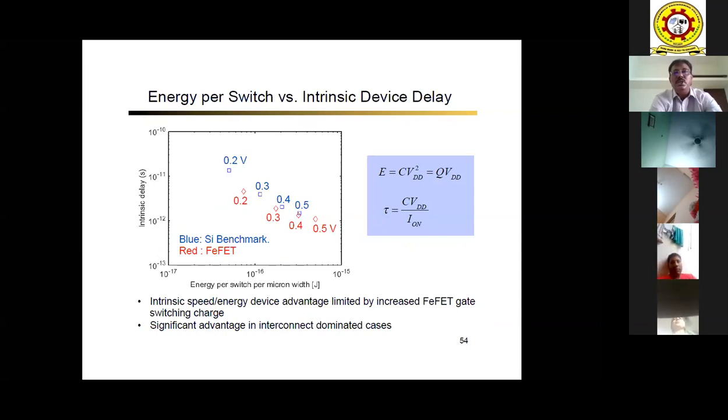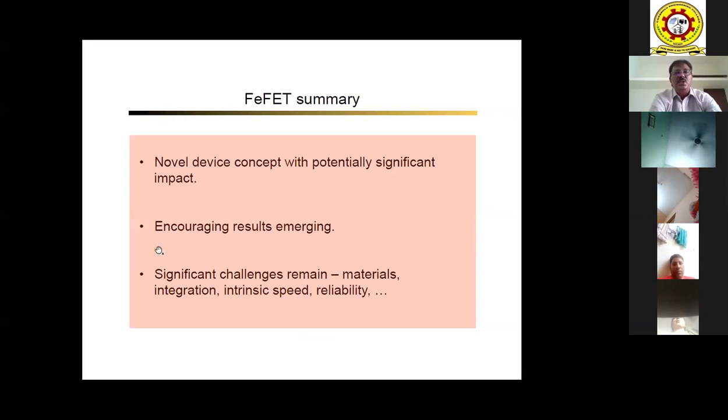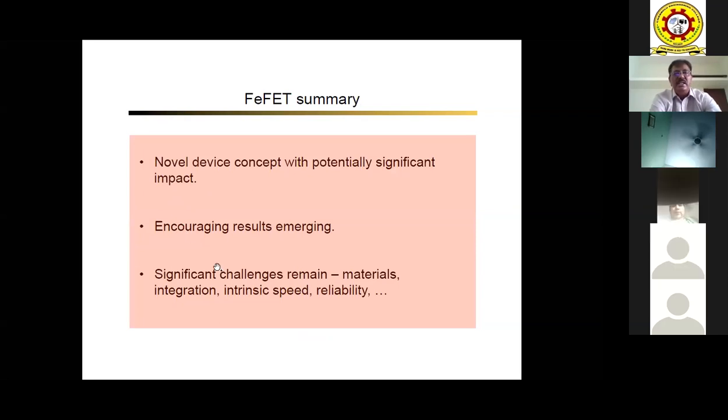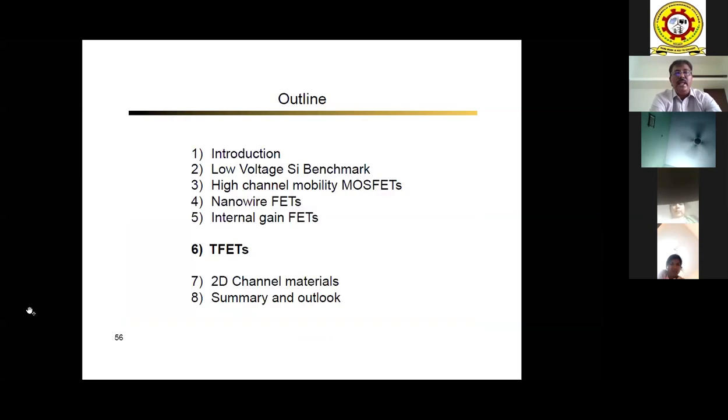So this is another candidate. So the novelties are like novel device concept, potentially significant impact, encouraging results are emerging out because of these FETs. Significant challenges remain in terms of the materials. Okay, one has to do different material integration and intrinsic speed and reliability. And a lot of research is getting done at this moment only at the simulation level, not on the fab level. And the next one is TFETs, tunneling field effect transistors.